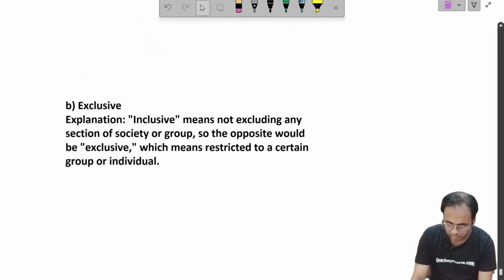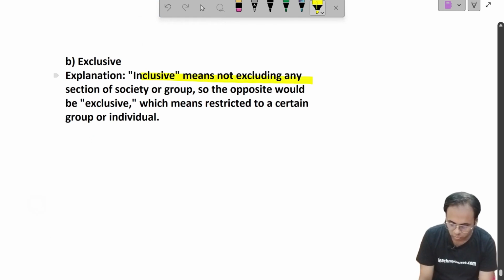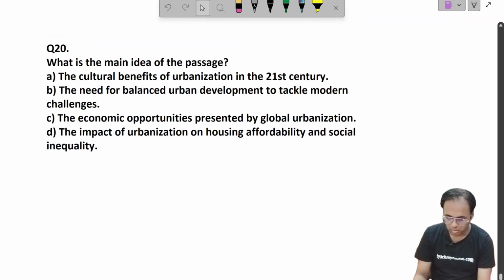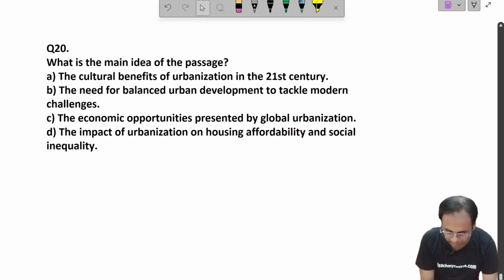Let us see the explanation. Inclusive means not excluding any section of society or group, so the opposite would be exclusive. Last question. What is the main idea of the passage?